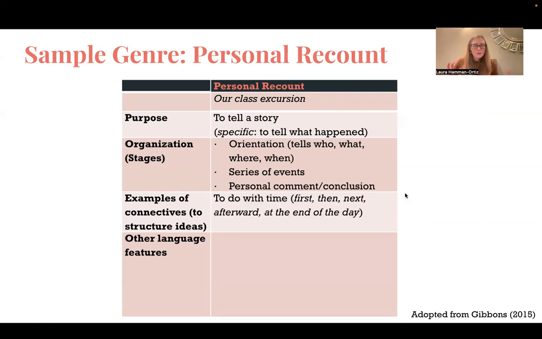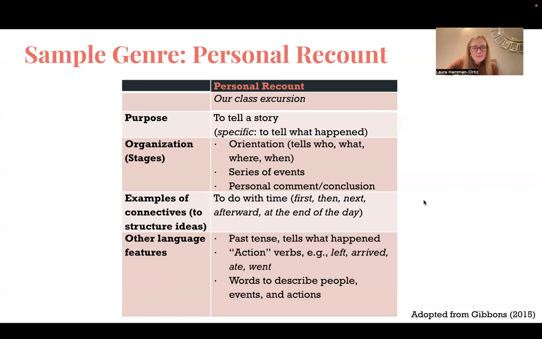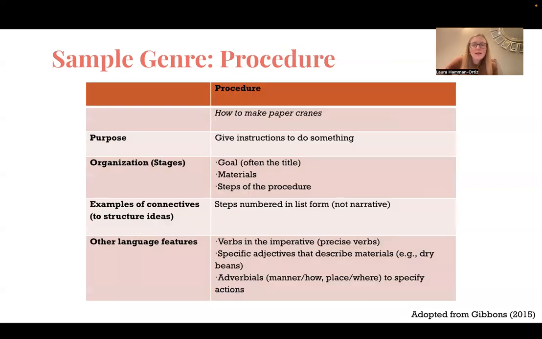All texts have different ways that the ideas are connected. In the case of a personal recount, the connectives have to do with time. We use words like first, then, next, at the end of the day to structure time. And then some of the other language features you might see are the past tense, telling what happened, action verbs like left, arrived, ate, went, and then words to describe the people, events, and actions. So this gives us a clear idea of what to expect when we're writing a recount.